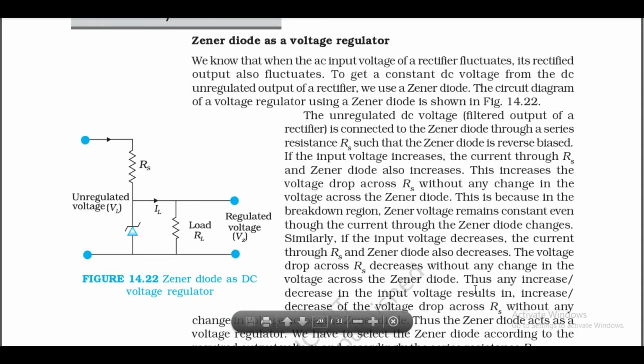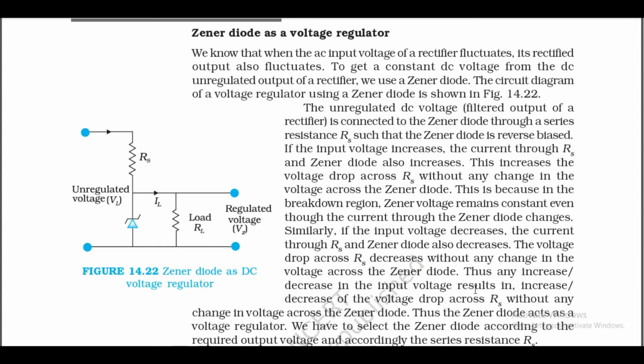We know that when the AC input voltage of a rectifier fluctuates, its rectified output also fluctuates. To get a constant DC voltage from the DC unregulated output of a rectifier, we use a Zener diode. The circuit diagram of a voltage regulator using a Zener diode is shown in figure 14.22. The unregulated DC voltage, the filtered output of a rectifier, is connected to the Zener diode through a series resistance Rs such that the Zener diode is reverse biased.